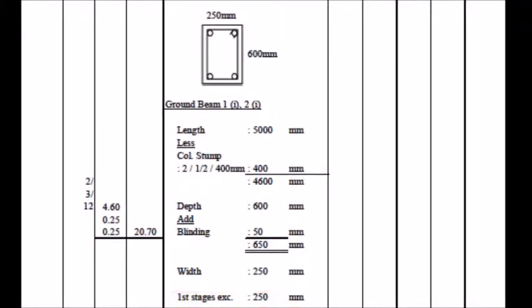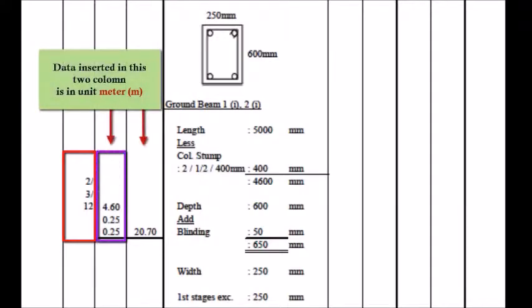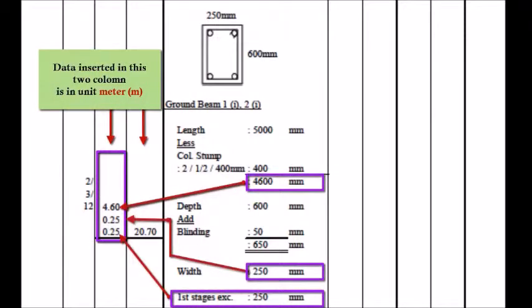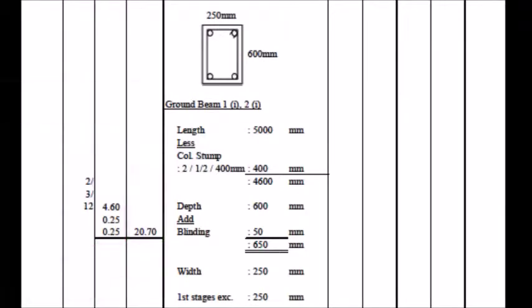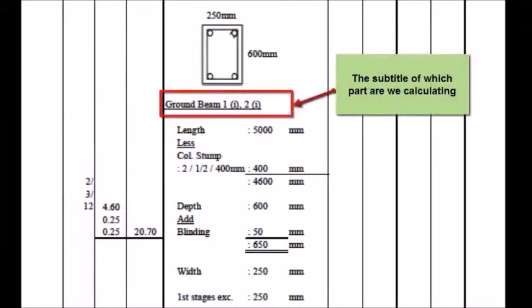At the first column of the form, we will state how many pieces of ground beam have the same dimension, times the excavation dimension of the ground beam, which includes the length, depth, and width of the excavation trench of the ground beam. Remember, the amounts to be inserted in the second and third columns are in meters, and the total of the calculation will be written in the third column. If the ground beams have the same dimension, you can write that in the description column inside the form.